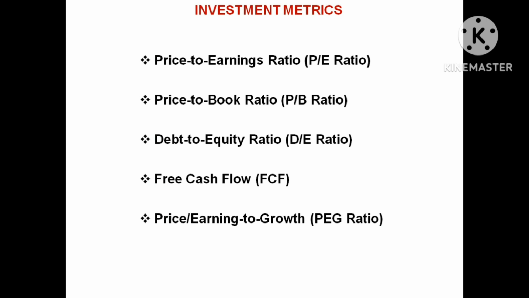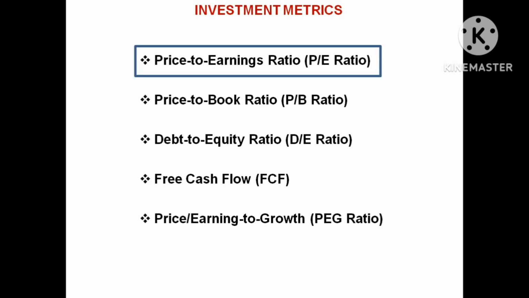First one is the price to earnings ratio. Next ones are the price to book ratio, debt to equity ratio, free cash flow, and price earnings to growth ratio. First, we will look into the price to earnings ratio.